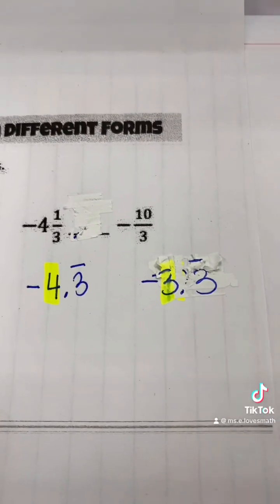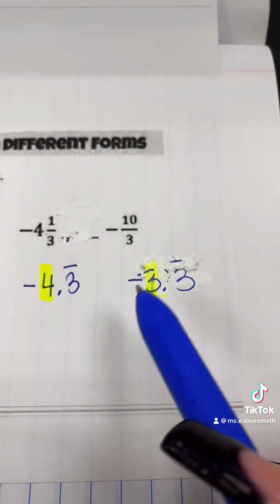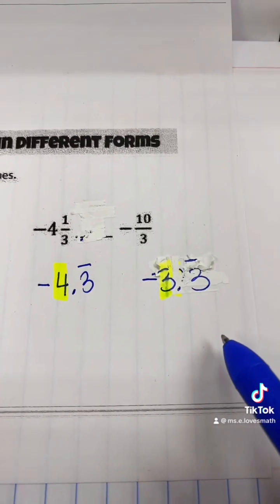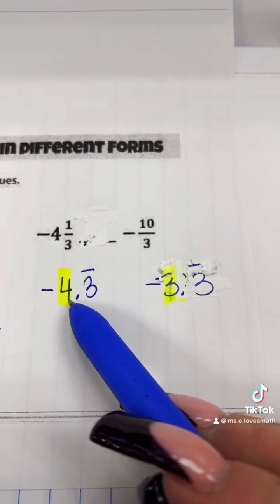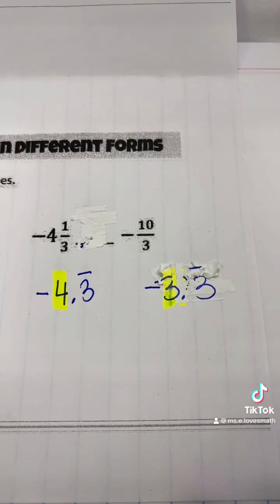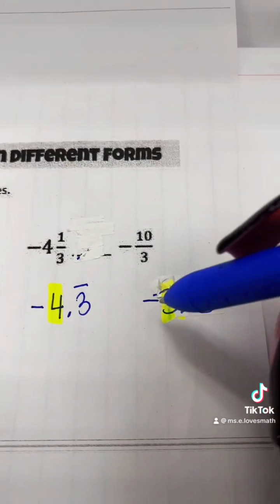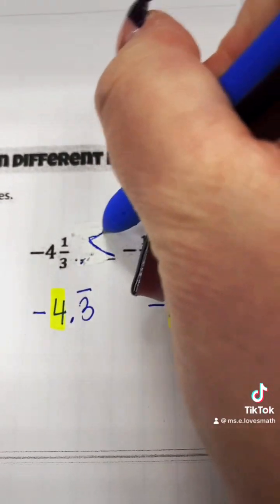It just helps me know which way my symbol needs to face. I have turned both of these into decimals, and as you can see here, we have negative 4.3 repeating and negative 3.3 repeating. Well, in the positive world, 4 would be greater, which means in the negative world, it is smaller. So our negative 3.3 is greater, so our symbol will face this way.